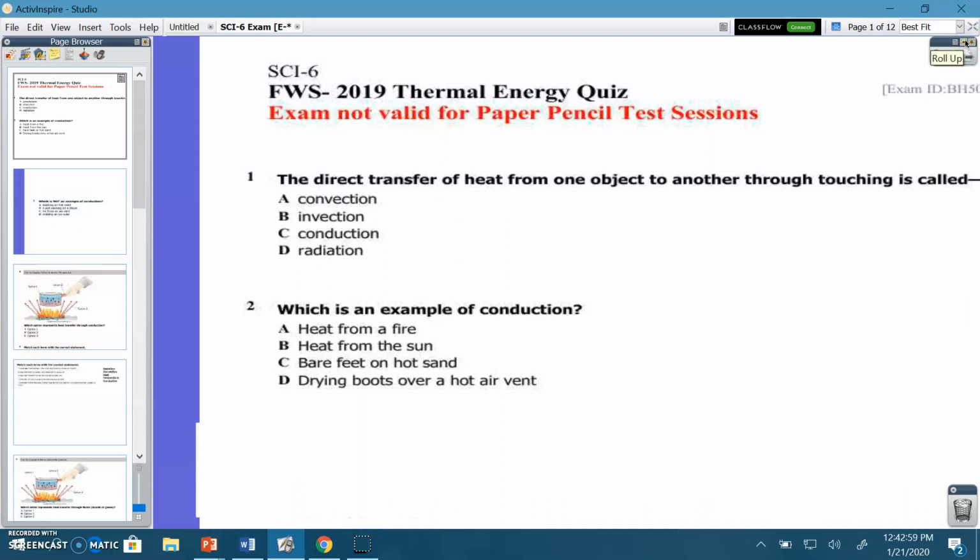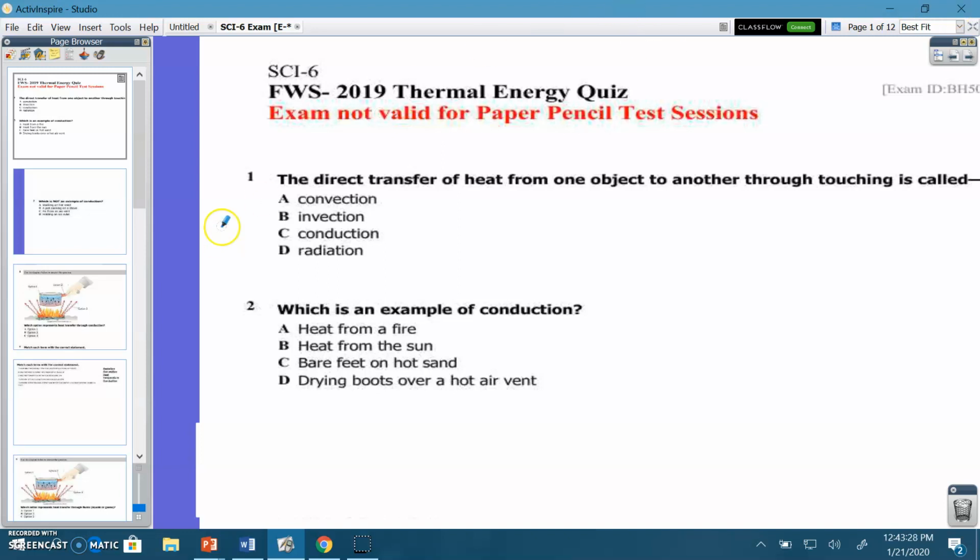Today you'll take your thermal energy quiz on convection, conduction, and radiation. Please make sure that you pause anytime you need a little bit more time and that you rewind if you need something read again. Okay. I'm going to read each question one time. So again, please make sure to pause it after I read the question so you can answer it, or you can rewind and listen to it again.